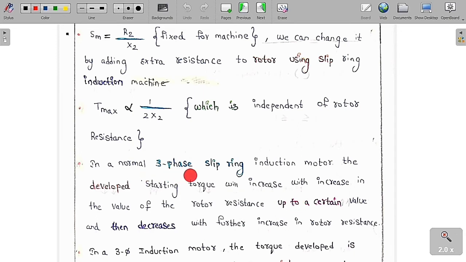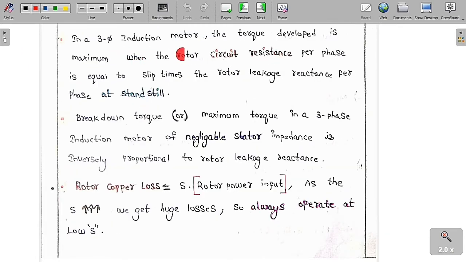So in a normal three-phase slip-ring induction motor, the developed starting torque will increase with increasing the value of the rotor resistance up to a certain value and then decreases with further increase in the rotor resistance. In a three-phase induction motor, the torque developed is maximum when the rotor circuit resistance per phase is equal to slip times the rotor leakage reactance per phase at standstill.